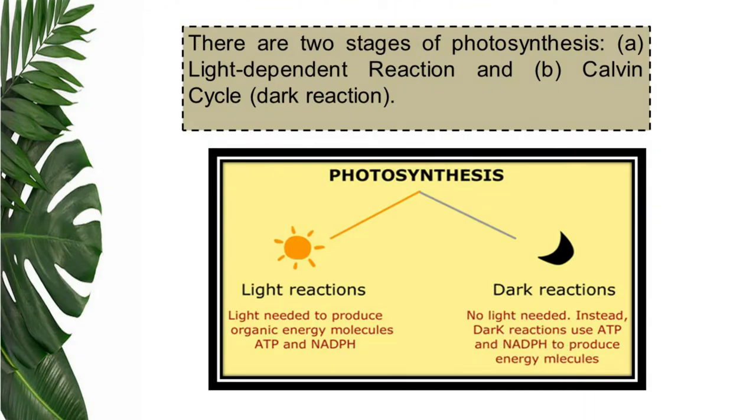There are two stages of photosynthesis: light-dependent reaction and Calvin cycle or dark reaction. Light reactions need light to produce organic energy molecules like ATP and NADPH. On the other hand, dark reactions don't need light. Instead, dark reactions use ATP and NADPH to produce energy molecules.